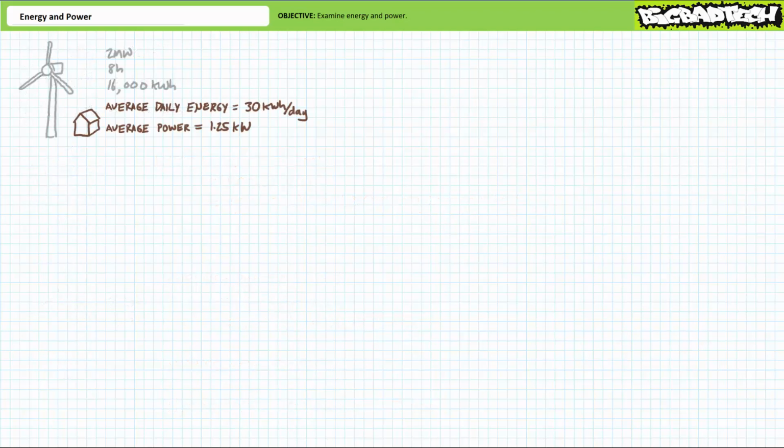To make this a solvable problem, let's assume the following. We're using a 2 megawatt wind turbine that operates at full capacity for 8 hours a day. As we demonstrated, it would produce 16,000 kilowatt hours per day. The average daily energy consumption of a typical house is 30 kilowatt hours. And finally, each house does in fact steadily consume a flat rate power figure of 1.25 kilowatts.